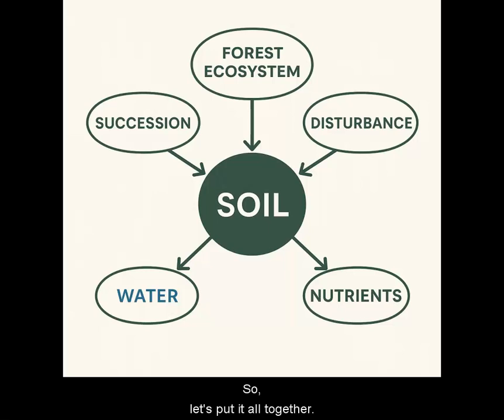So, let's put it all together. A forest is a deeply integrated system. As you can see in this diagram, soil is the central hub, physically linking the water and nutrient cycles. Succession is the process that builds that soil and the forest's physical structure over time. And disturbance is the force that resets succession and reorganizes the entire system. You cannot touch one part of this web without affecting all the others.